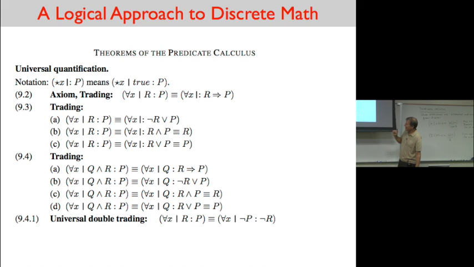What about 9.3a? It says for all x, range R, body P, equals for all x, range true, body R implies P. But wait a minute, I think this is just a one-stepper, right? Because how would you do it? You'd start with the left-hand side, for all x, range R, body P, equals, by 9.2, for all x, range true, R implies P. But isn't this our old friend? Who's our old friend? Do you have your equation sheet with you? 3.59. Yeah?